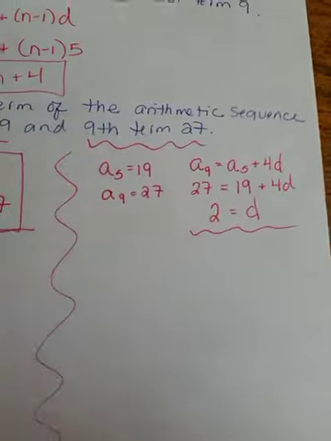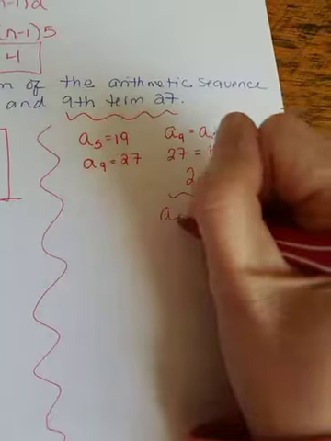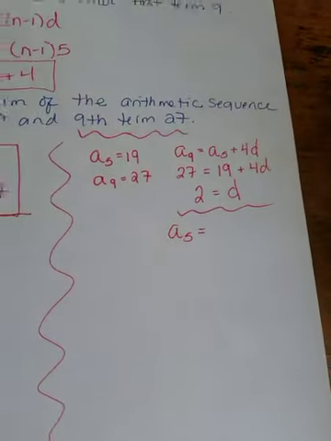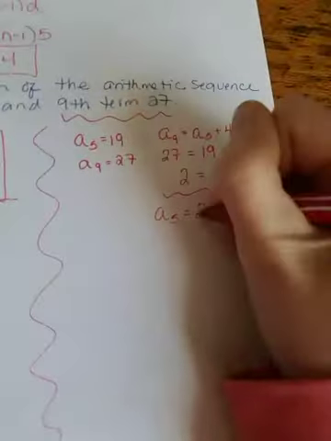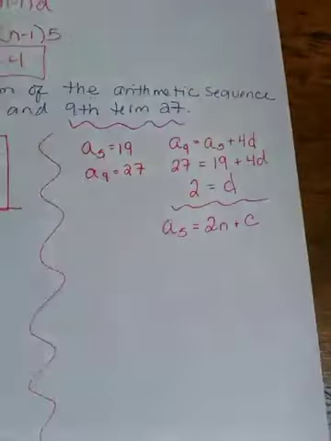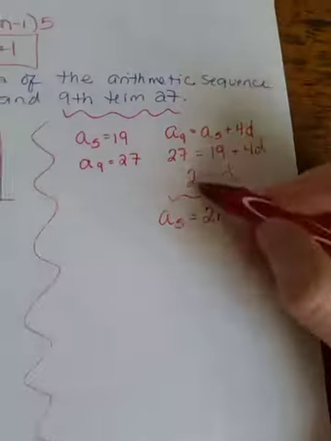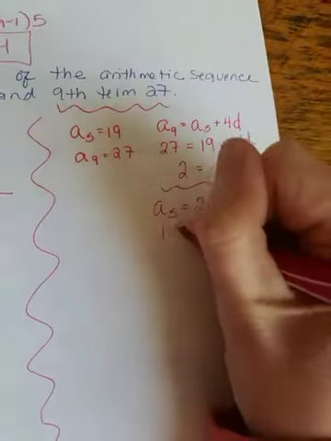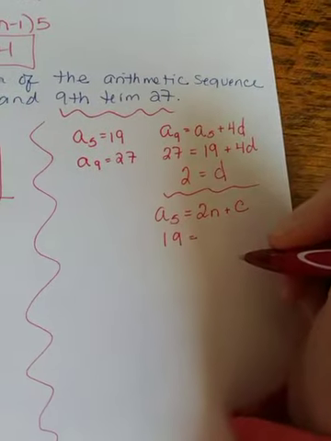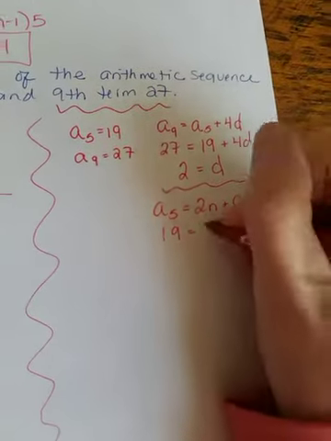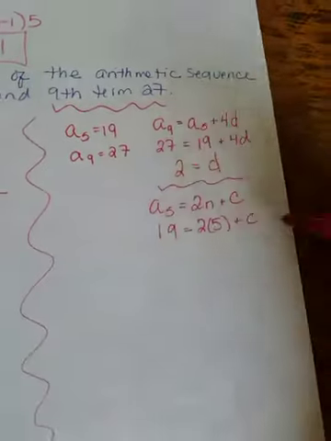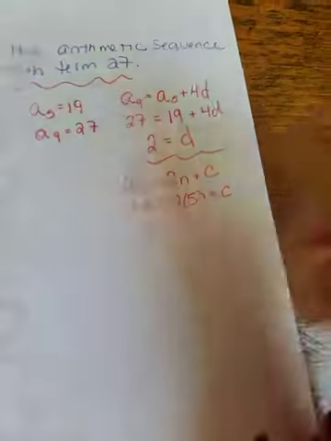All right, then I go to the a sub 5 equation. I know d is always multiplied by some n. So it's going to be 2n plus some number that I need to figure out. Again, the 2 comes from your d. Okay, so let's substitute in what I know. A sub 5 is 19, and my n is 5, and so I'm solving for my c. C is just some constant, it's not part of the other equation. So I find out that c is going to be 9.